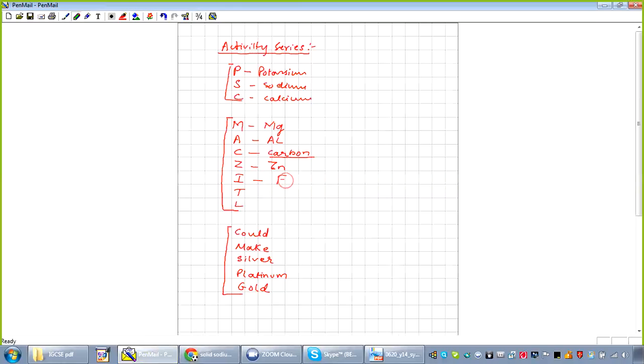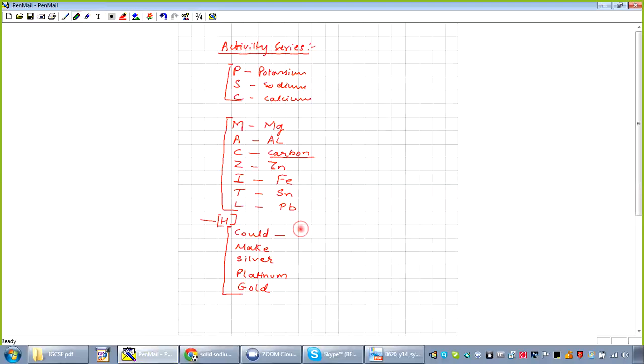I is iron, that is Fe. T is tin, that is Sn. L is lead, that is Pb. In between here, hydrogen is also coming in the activity series. So all these metals which are above hydrogen are more reactive than hydrogen, and all the metals which are below hydrogen are less reactive than hydrogen.